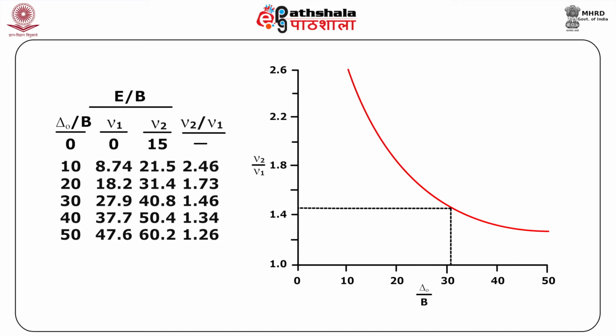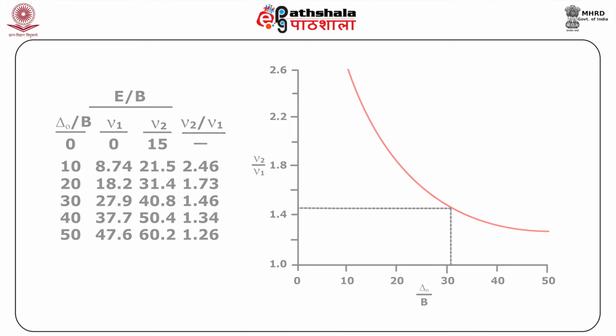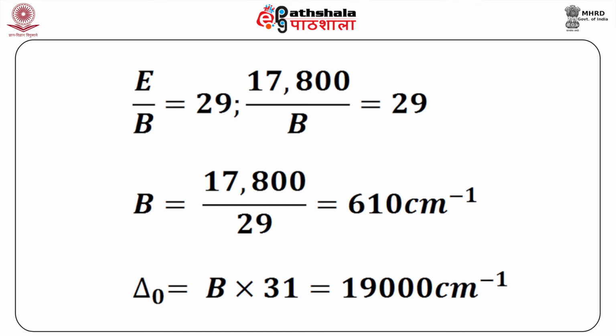Now, by looking at the Tanabe-Sugano diagram, it can be observed that when delta naught by B is 31, the value of E by B is approximately equal to 29. Thus, if E by B is equal to 29, where the value of E is 17,800 centimeter inverse, the value of B automatically comes out to be 610 centimeter inverse. Therefore, delta naught will be equal to B times 31, which is equal to 19,000 centimeter inverse. Hence, the value of delta naught for the complex comes out to be 19,000 centimeter inverse.